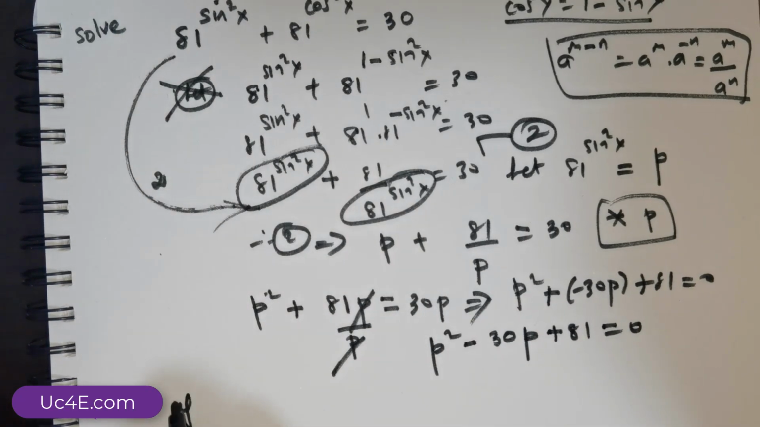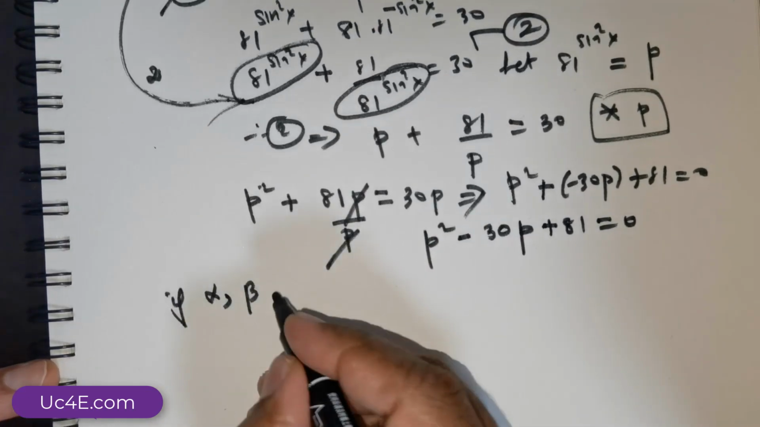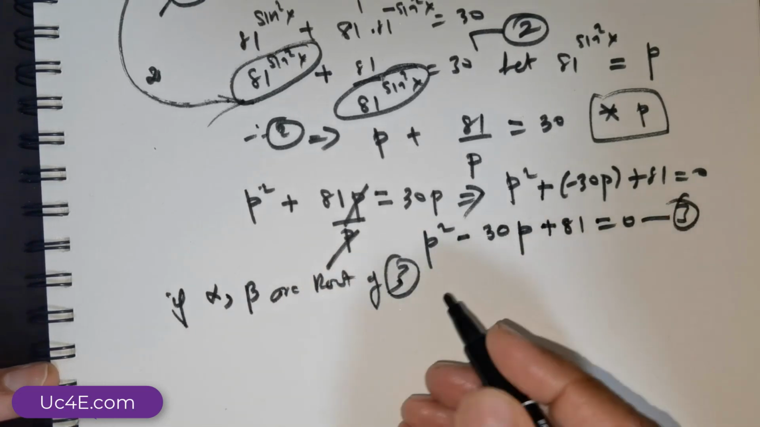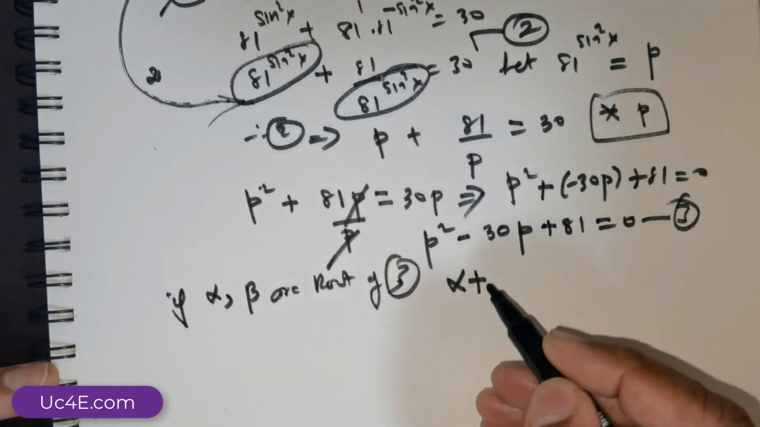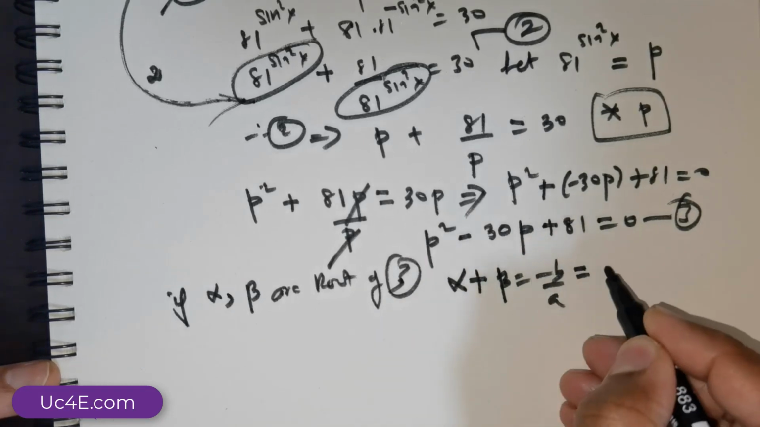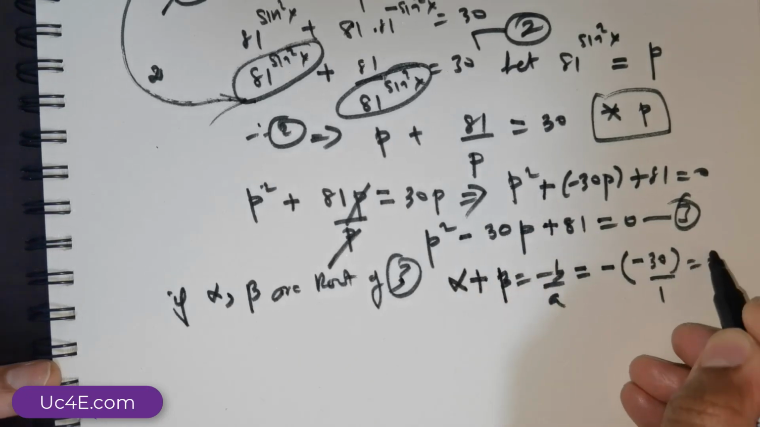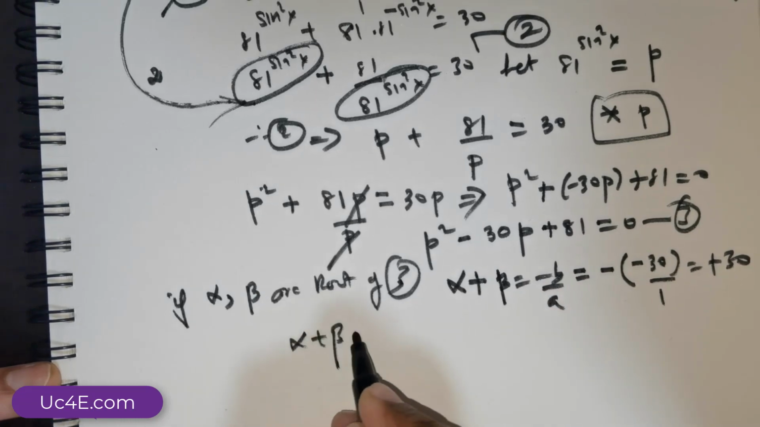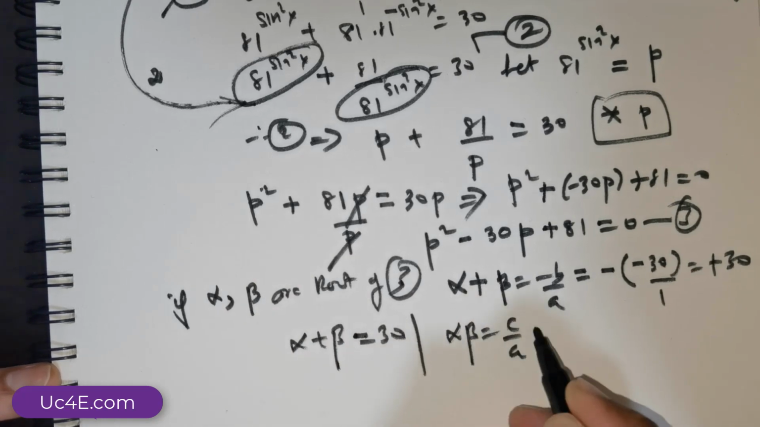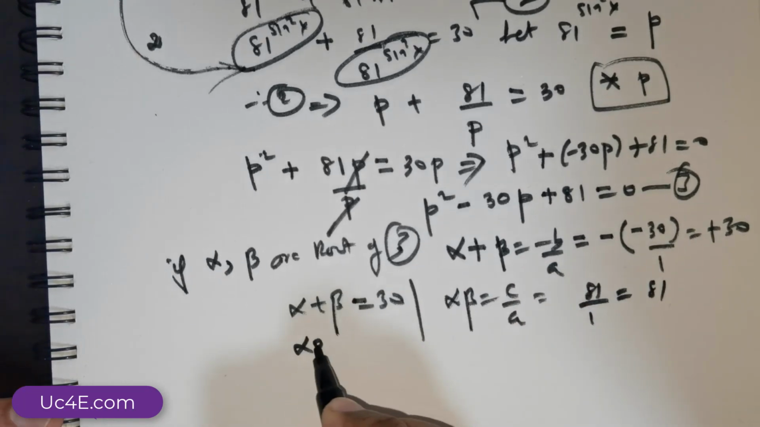Now if alpha, beta are the roots of this quadratic equation, say equation 3, then we have studied that the sum of the roots alpha plus beta is equal to negative b over a. In this case, b is negative 30 and a is 1, so it's going to be positive 30. So alpha plus beta is equal to 30, and the product of the roots alpha times beta is equal to c over a. In this case it is 81 over 1, which is nothing but 81. So let me write that down.